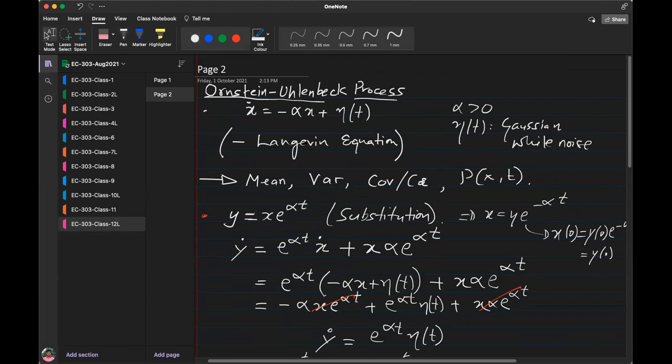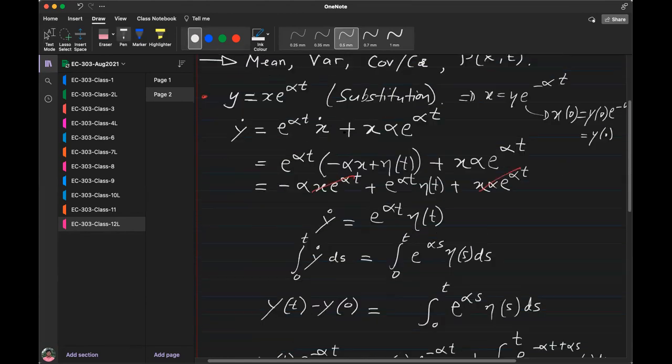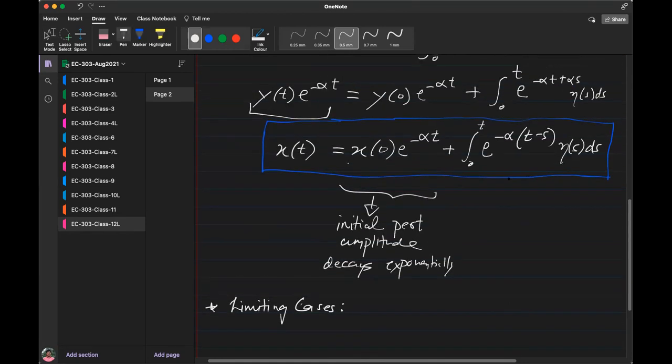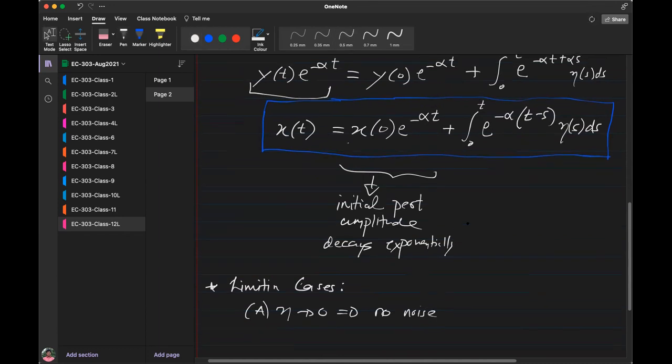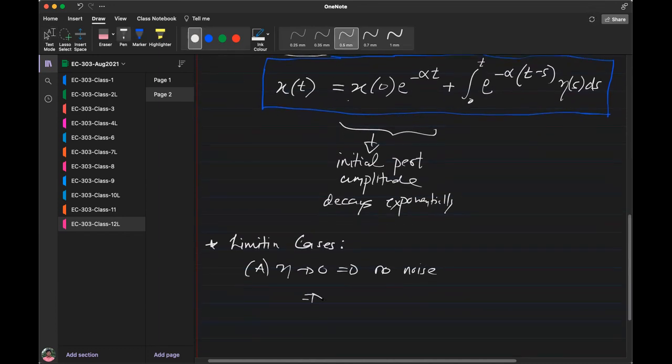So when there is no noise term, when this term is 0, what happens to the final equation? In this equation, eta is 0, meaning no noise. What happens to the second term? It basically becomes 0. So that means you now have x(t) equal to x of 0 e^(-alpha t). Does it make sense? It does, right?